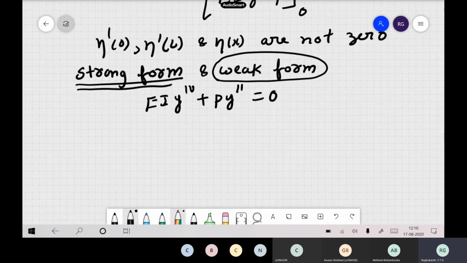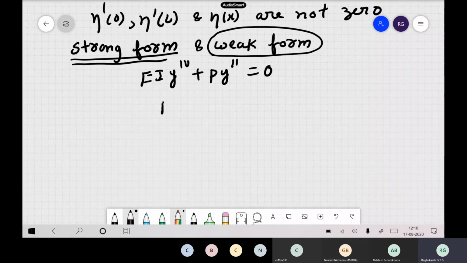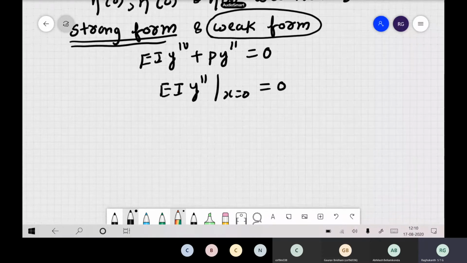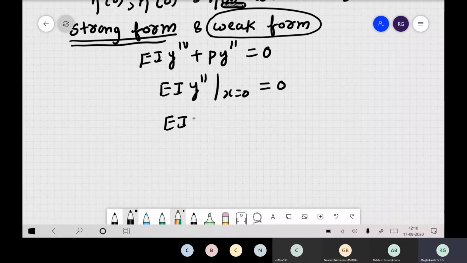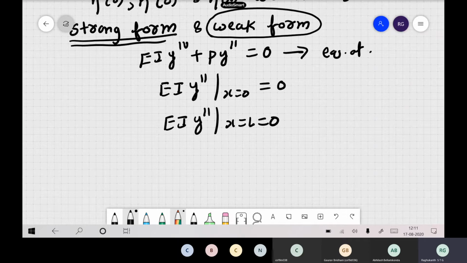Now since we want to derive the equation of equilibrium, we have EI y double dash at x equal to 0 is also equal to 0, and EI y double dash at x equal to L is also equal to 0. So this is your equation of equilibrium, which is more or less the same as whatever we derived previously. And these two are what we call the natural boundary conditions.